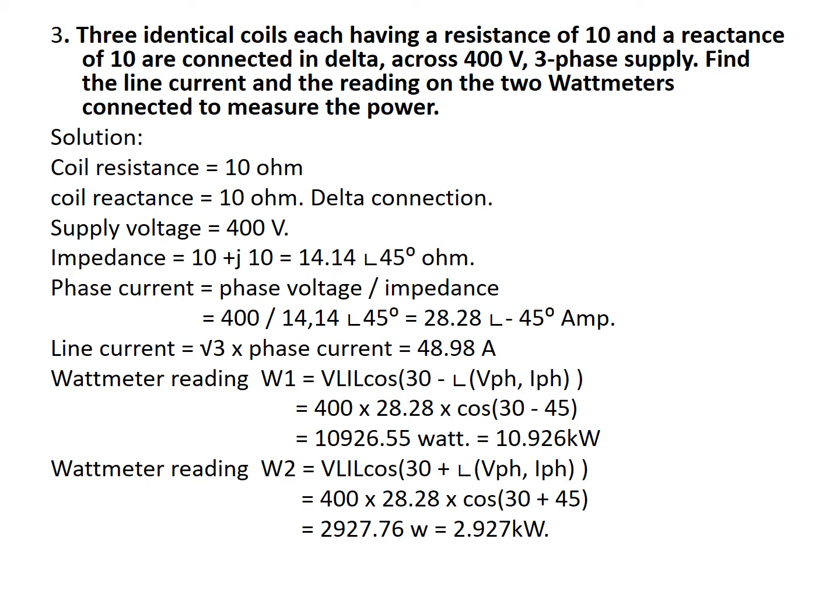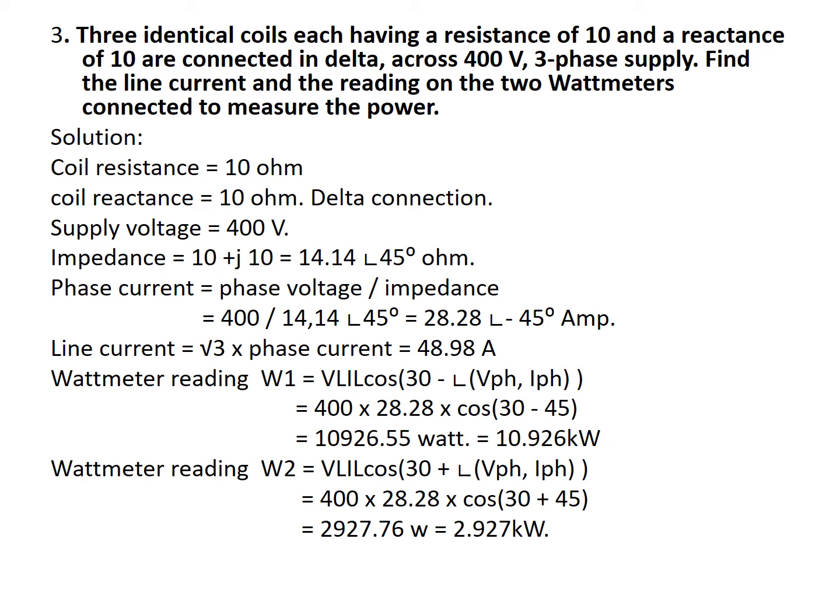The third problem is this one. Three identical coils, each having a resistance of 10 and reactance of 10, are connected in delta. In the delta connection, each load consists of two components, 10 ohm and 10 ohm: one is a resistor, another one is a reactance. Across a 400 volt 3-phase supply, find the line current and the reading on the 2 wattmeters connected to measure the power.